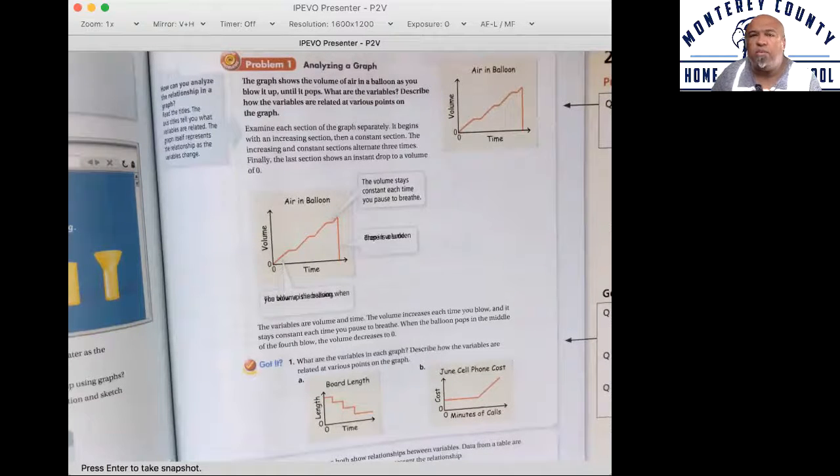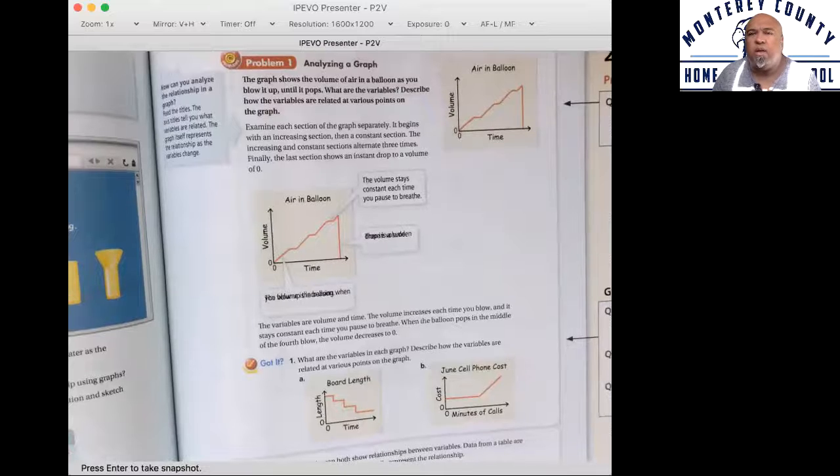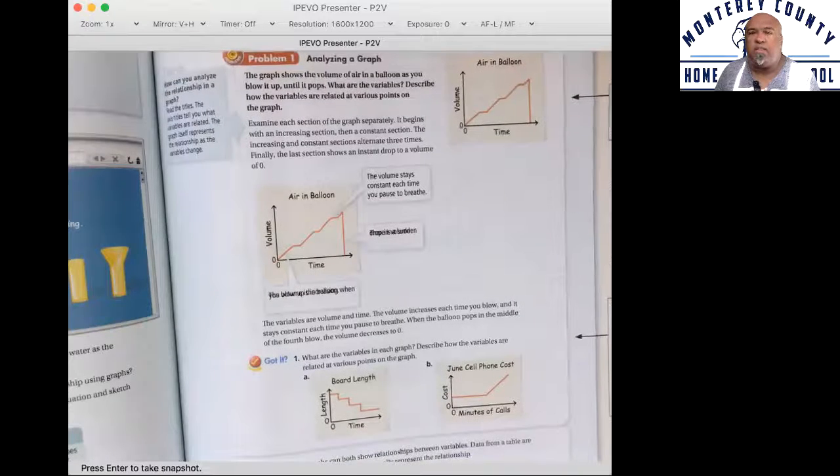Please read through the lesson, pages 248 and the following pages. It'll help you. Like I said, it's not a difficult lesson, but it's more of a visual lesson, so I want you to really look at it and get this down.